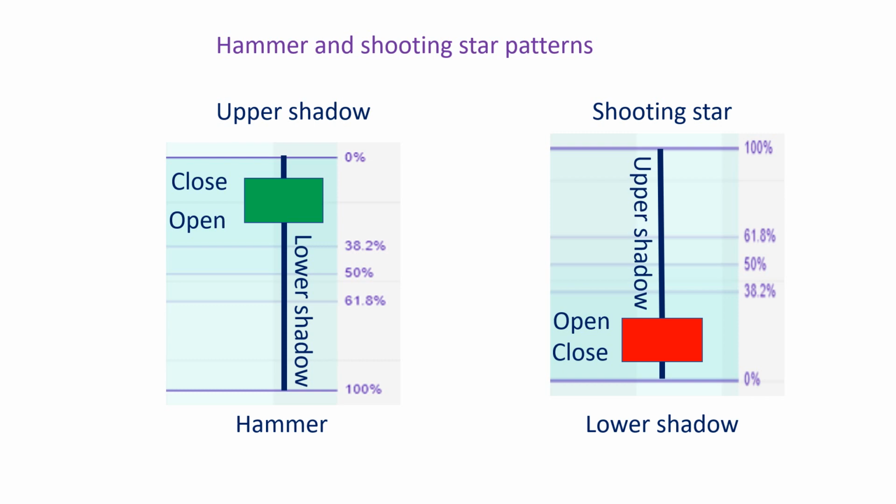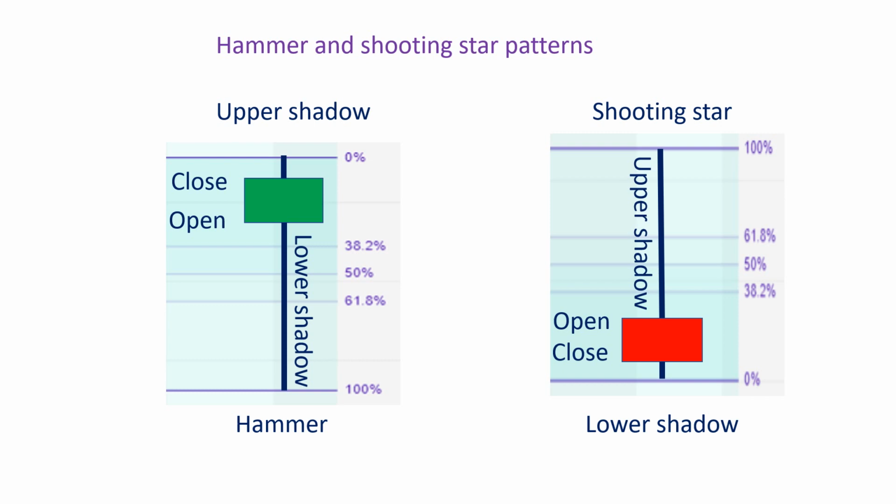The first and easy method is that the length of the hammer's lower shadow and the length of the shooting star's upper shadow must be greater than 3 times the length of the body of the candle. The upper shadow of the hammer and the lower shadow of the shooting star must be negligible. The second method is to use Fibonacci retracement.